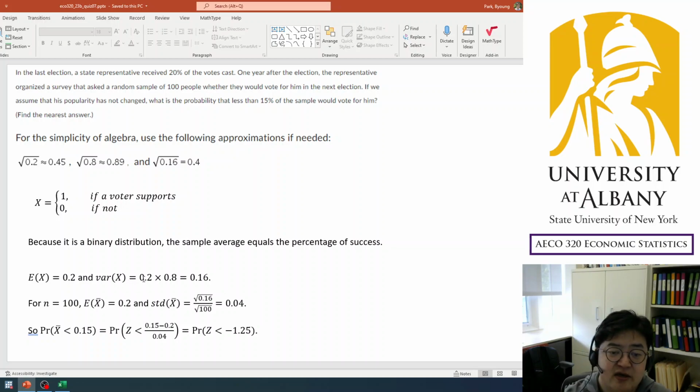The variance is the probability of success times the probability of failure, using the binary distribution's properties. So the variance is 0.16, which is a simple number because if you take the square root of that, you get 0.4. And then if you think about the average of 100 voters, the mean is the same, but the standard deviation takes this form. The variance for a single outcome, take the square root of that because we are handling standard deviation, and also divide by the square root of the sample size. Calculate that and you are going to get 0.04.